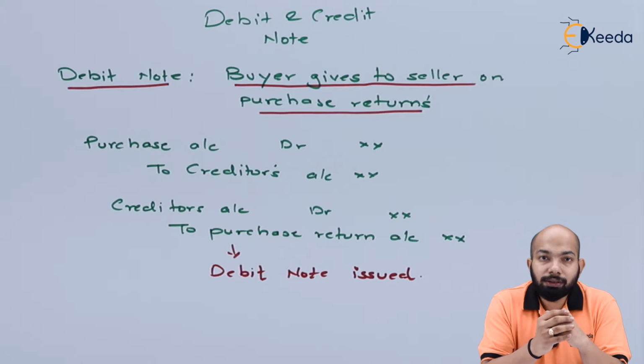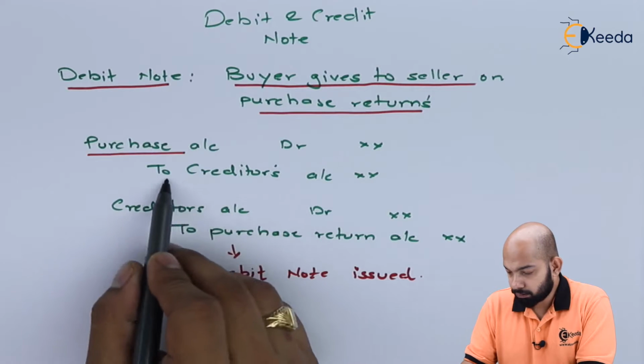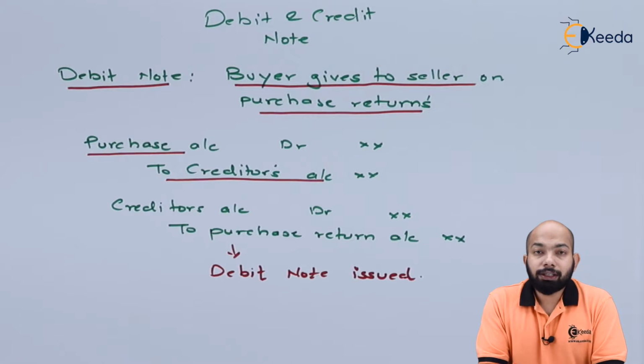We have jotted down certain entries for you. Let's go ahead and check those entries and figure out in which entry we will be specifically mentioning the preparation of debit note. Let's go with the first entry. Purchase account debit to creditor's account. This is the first entry where goods have been purchased from a creditor.